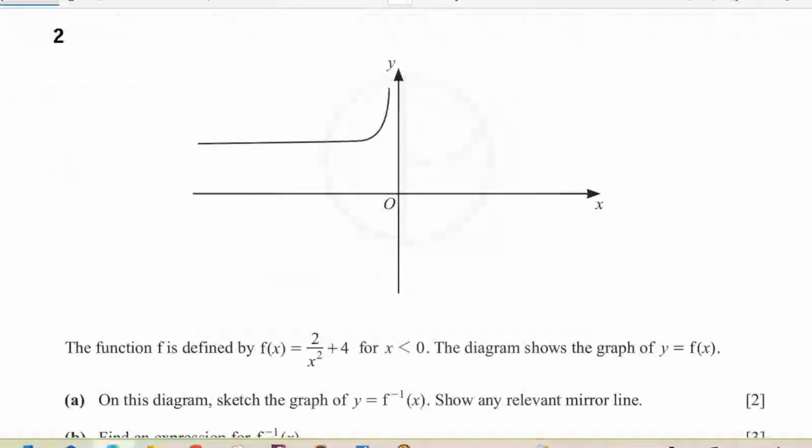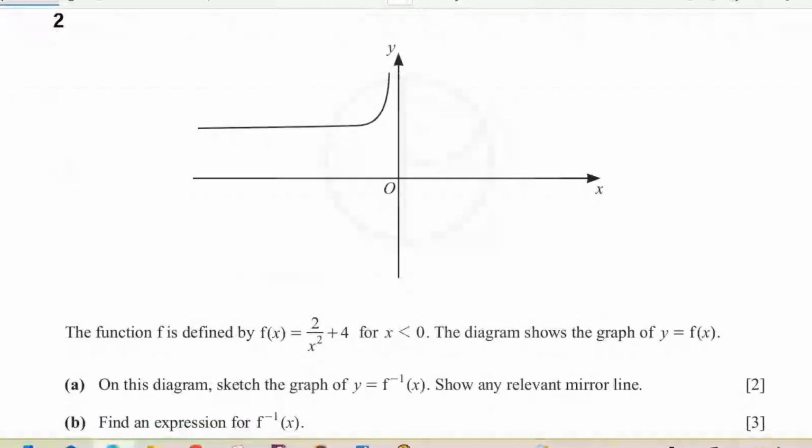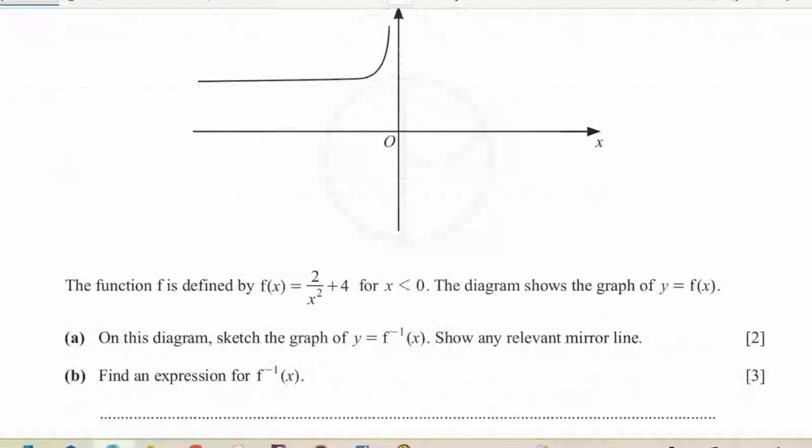The next question is, the function f is defined by f of x equal to 2 over x square plus 4 for x less than 0. The diagram shows the graph of y is equal to f of x. On this diagram, sketch the graph of y is equal to f inverse of x. Show any relevant mirror line.